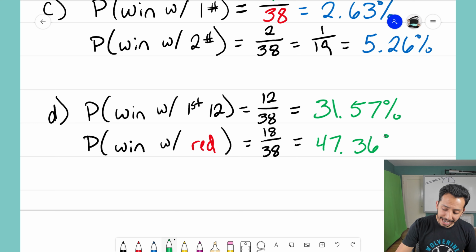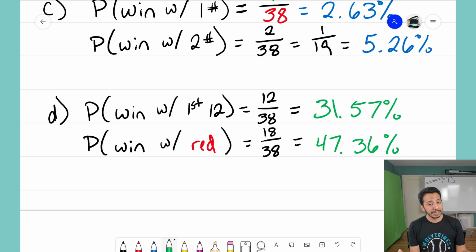47.36%. Again, not much, right? Not much off of 50. But do you really think a casino is going to have a game on the floor for you to play where half the time they might lose? Right? They want to make money off you.